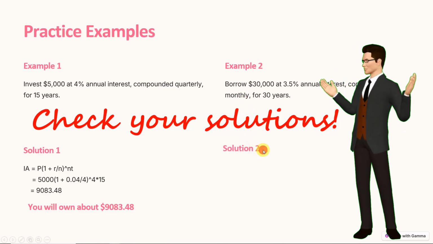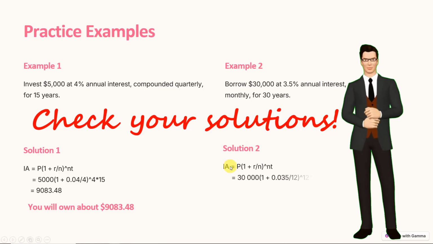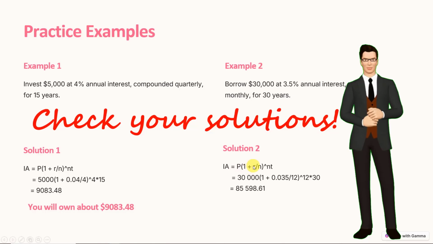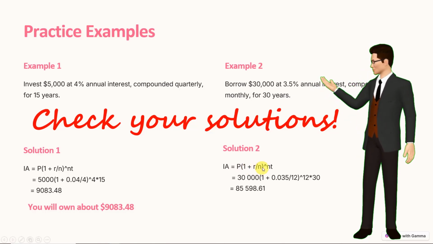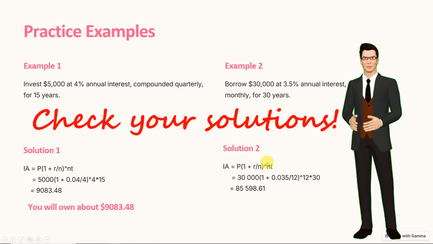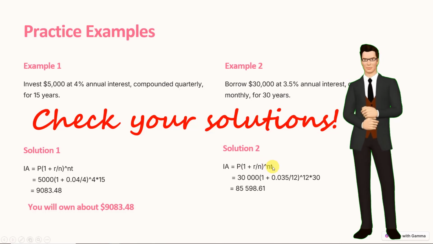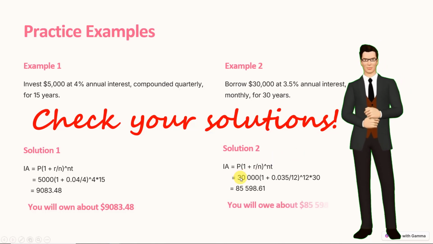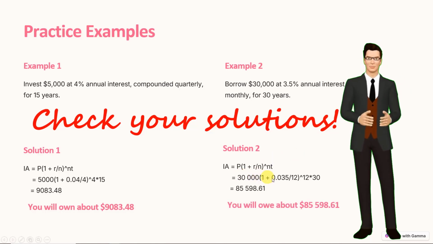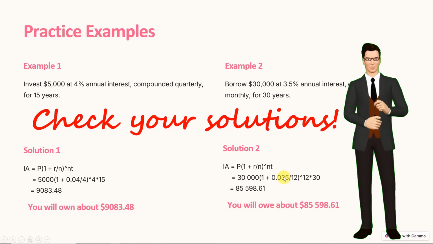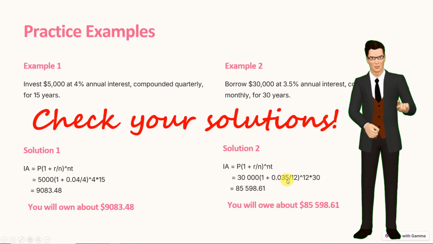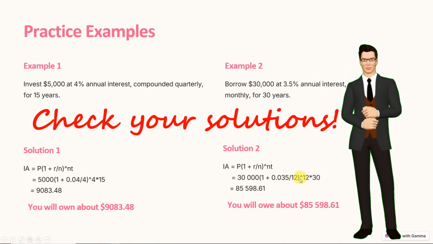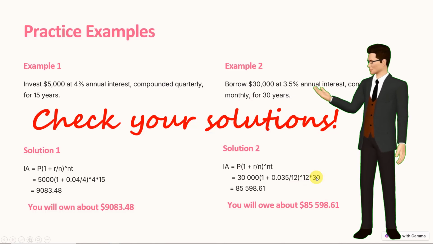Solution number 2. Once again, our amount is going to be the principal amount multiplied by 1 plus the rate divided by the number of compounds, and the exponent is the number of compounds per year times the total period of the bond or loan or whatever. There it is: 30,000 times 1 plus, if you divide 3.5 by 100, you'll get 0.035, divided by 12, because it's monthly. So our exponent is 12 times 30. Boy, that's a long time.